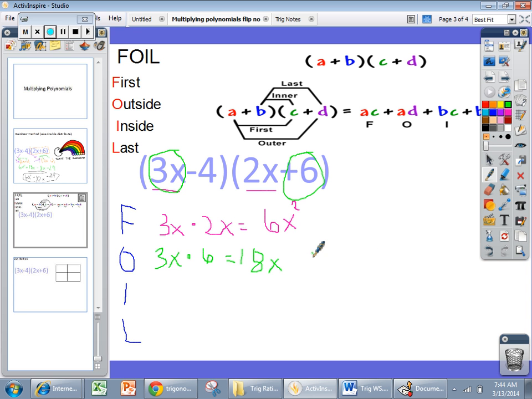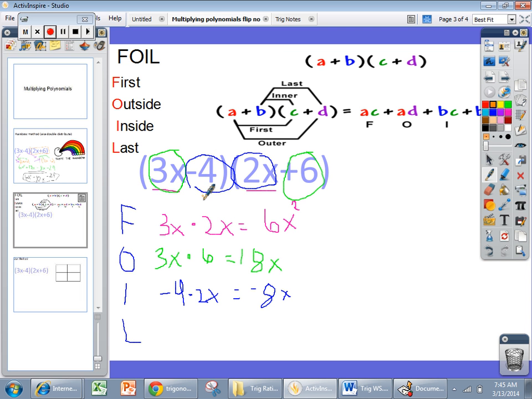Didn't we get that last time too? Alright, let's do I for inside. So we're going to multiply our two insides. So we have -4 and 2x. So -4 times 2x. Alright, so -4 times 2 is -8x.